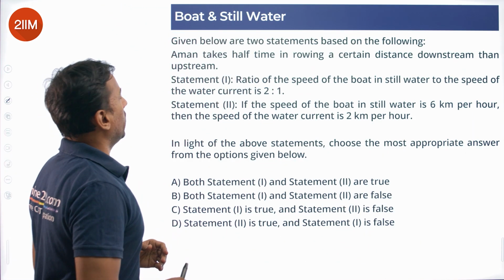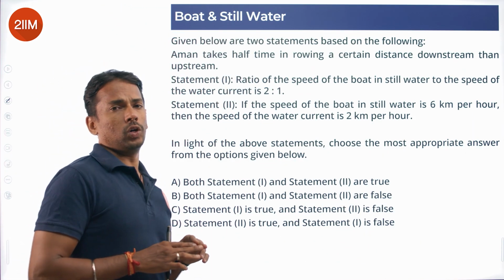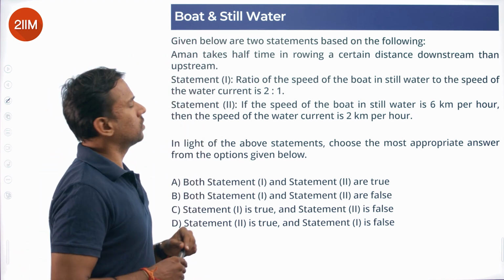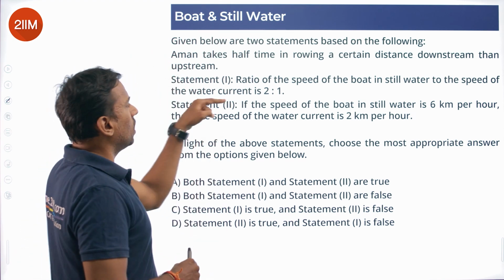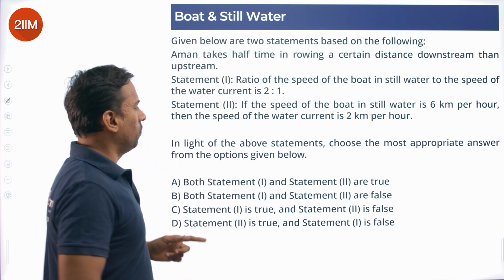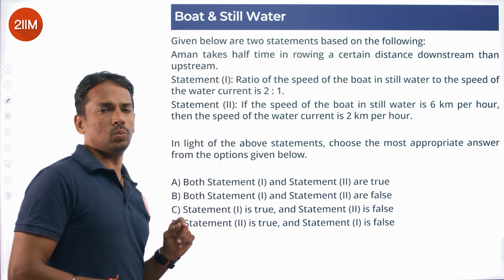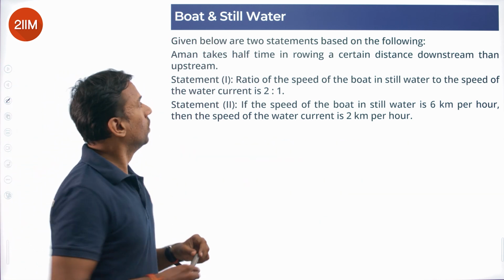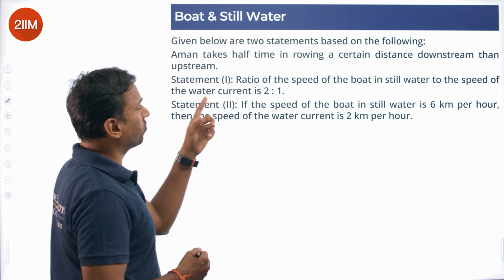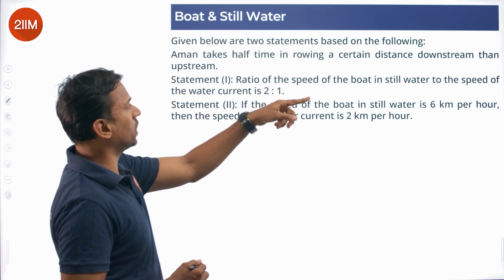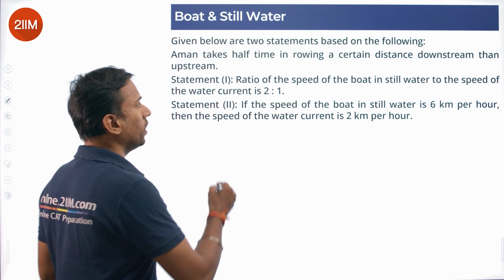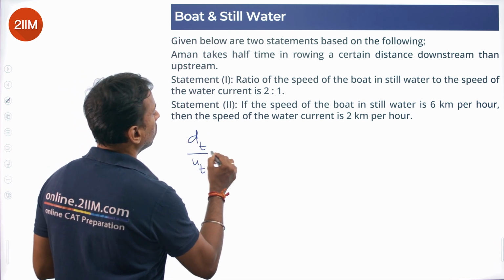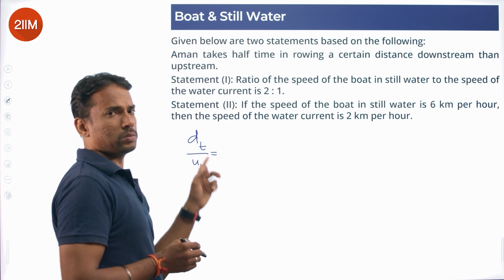So given there are two statements, we have to check which of them are true. But this is going to be universal. This is common to both these statements. So we have to use this and verify the two statements. We should conclude which is true, which is false. So we'll take a fresh slide. So given Aman takes half the time in rowing a certain distance downstream than upstream, they're comparing downstream time with upstream time.